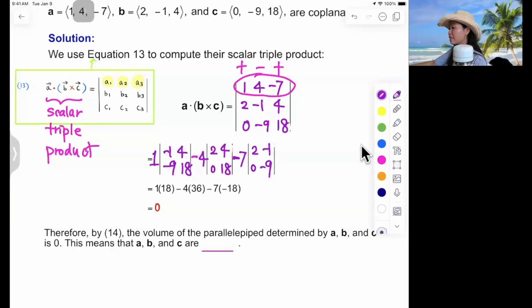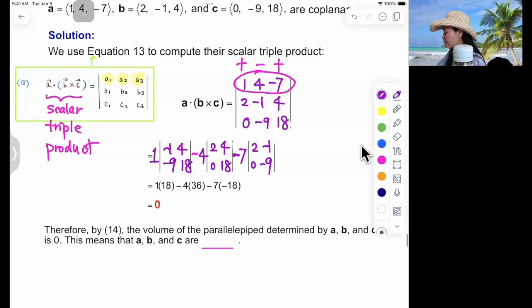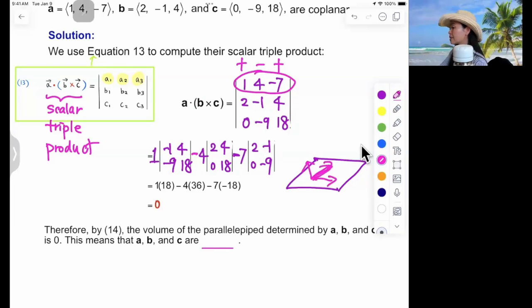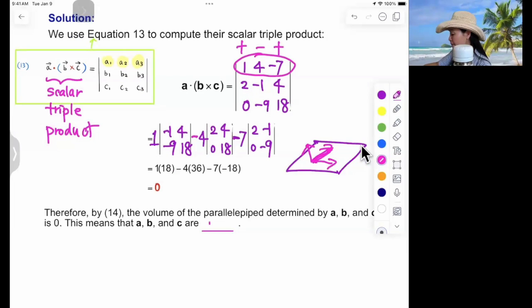So what does it mean, the scalar triple product equals 0? That means the 3 vectors will be what? Coplanar. Yeah. So that means the plane here, you have say A, and then B, and then maybe C over here. They're all on the same plane. Okay. So they are coplanar.